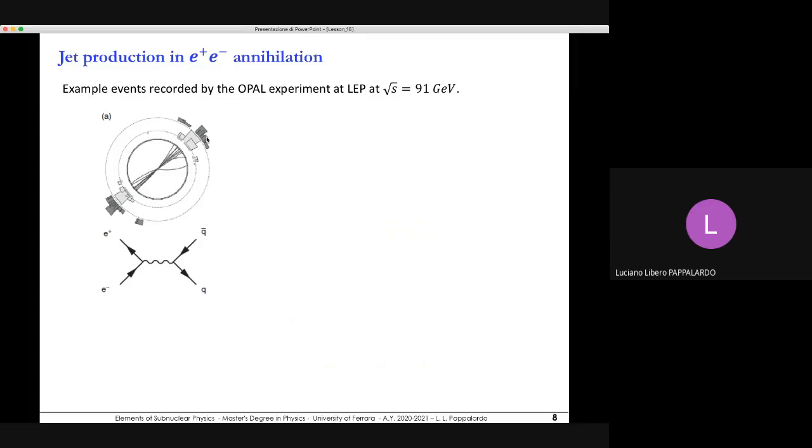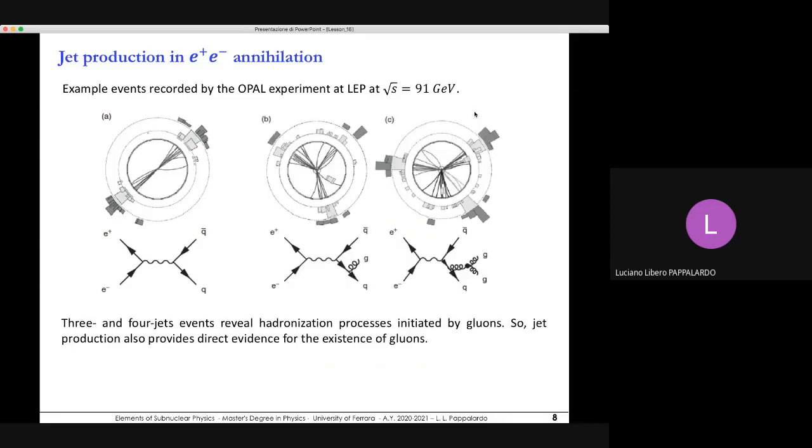But there are also more complex topologies of events where you actually observe 3 or even more, 4 jets. You see here clearly 3 jets and 4 jets. And this is the case where 1 or 2 gluons are radiated in the final state. Gluons, of course, carry color, so they cannot propagate free, as we have discussed yesterday. So also gluons have to fragment into hadrons. And so when you observe this kind of topologies with 3 or 4 jets, it is because not only the quarks, but also the radiated gluons are hadronizing here.